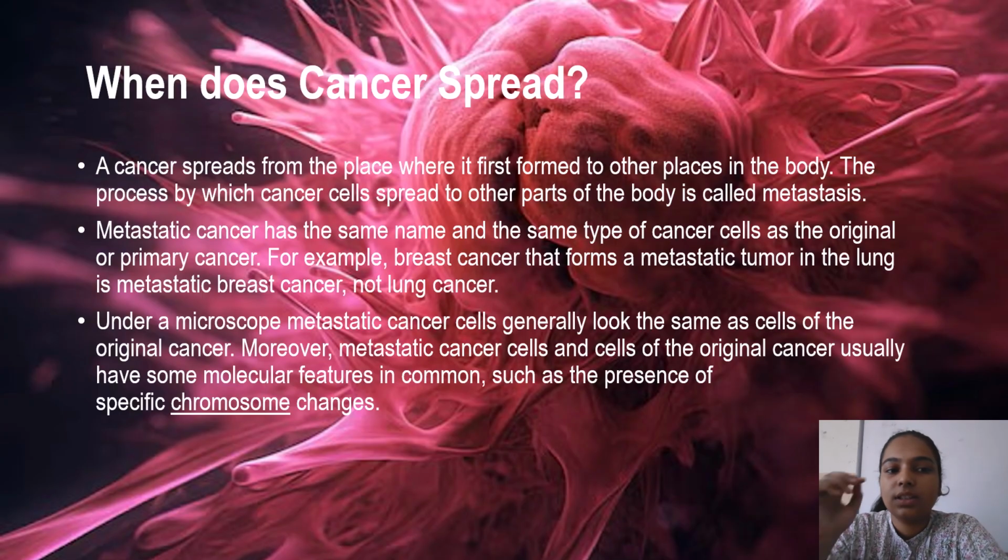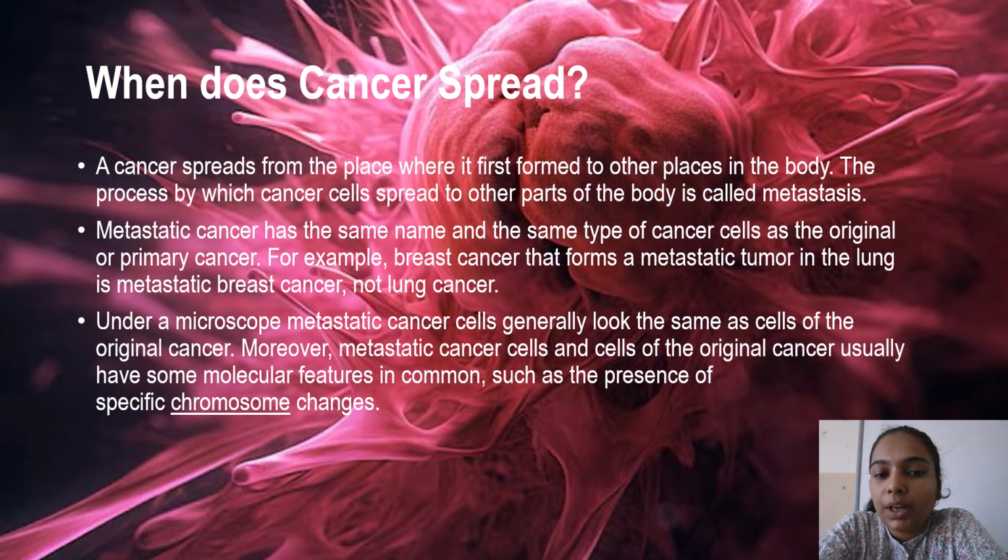Now, how does cancer spread? Cancer spreads from the place where it is formed to other places in the body. The process by which cancer cells do so is referred to as metastasis. Metastatic cancer can have the same name and the same type of cancer cells as the original or primary cancer. For example, if a breast cancer starts from a metastatic tumor in the lung, it is a metastatic breast cancer, not a lung cancer.